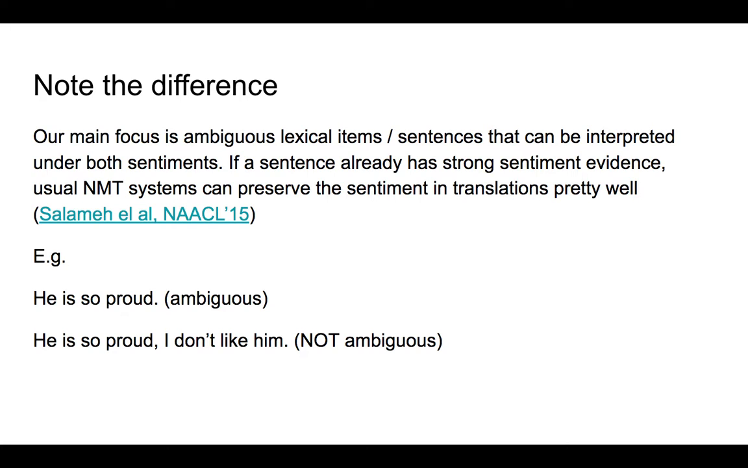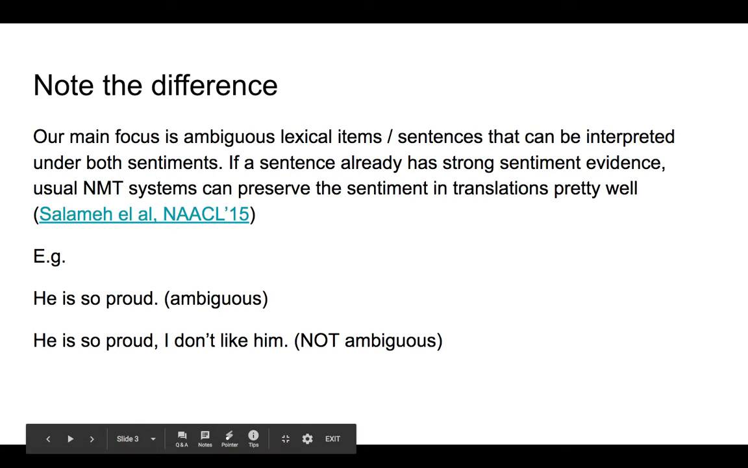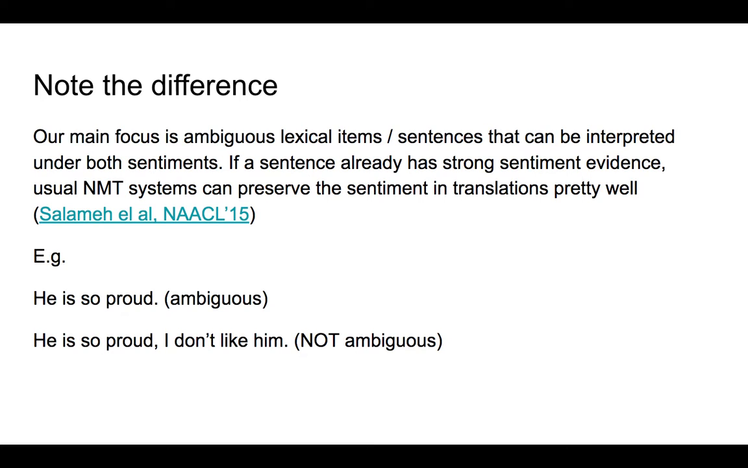Just to emphasize the difference, we are trying to solve this case where the sentence is ambiguous and there's no very clear sentiment-bearing context. For sentences like this, where there's already a very clear clue of the sentiment, there are existing works showing that the current NMT system can preserve the sentiment in such cases.